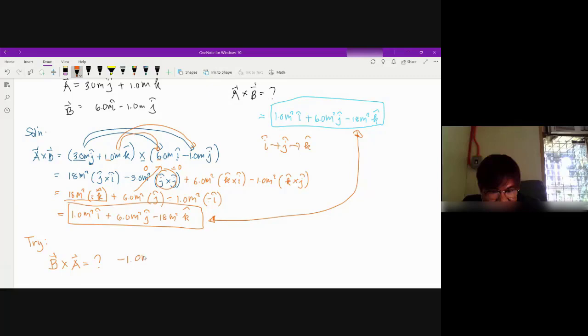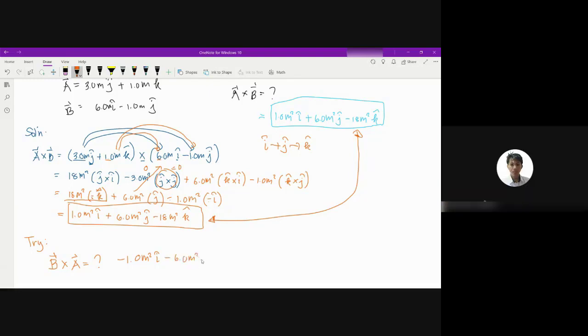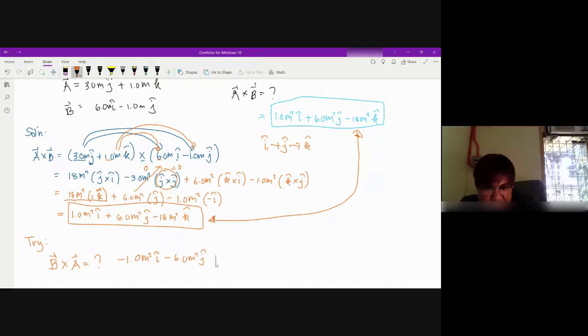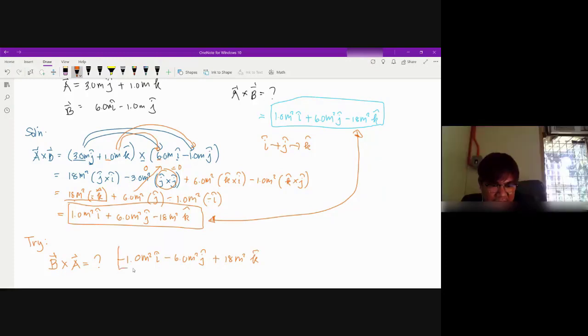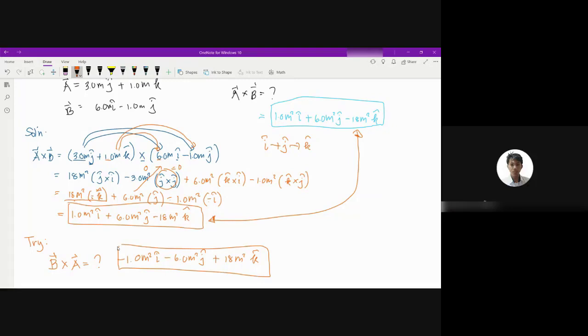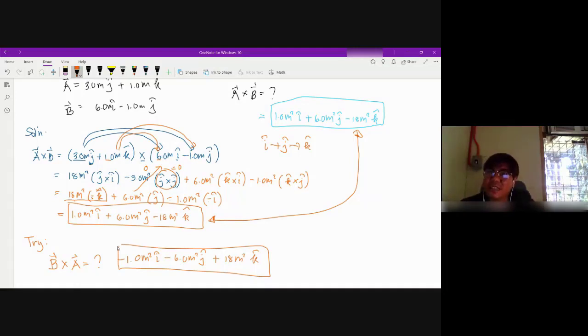Okay, very good. So the answer is negative, up there. So, negative 6, then plus 18 times square root. So, this is the answer, right? Yes, sir. Okay, very good. So, good thing for those who got it right.